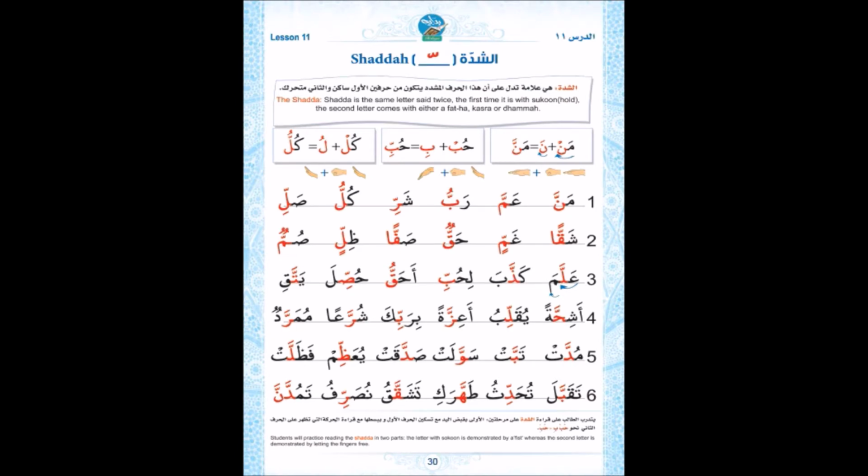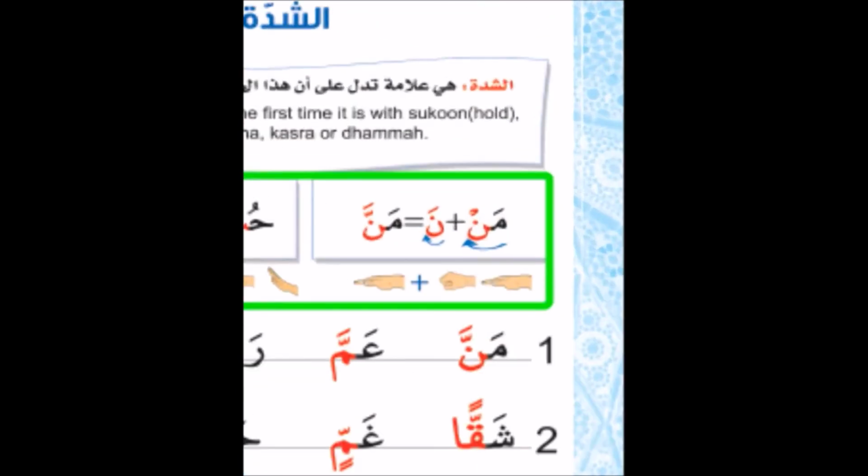And this is why we chose to teach sukun before shadda, because part of understanding shadda, as you can see, is understanding the sukun. So as we begin this lesson, as usual, the teacher can use these 3 boxes for explanation along with the hand motions. Let's zoom in to the word manna.